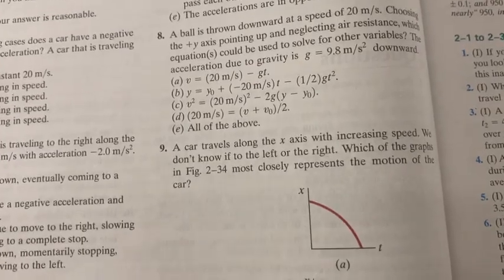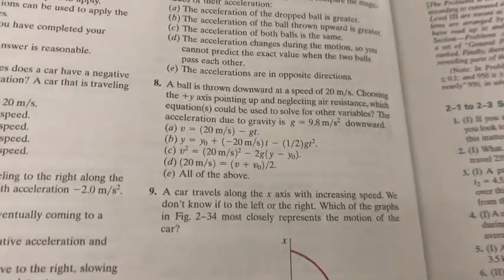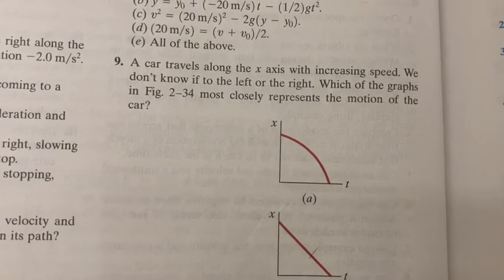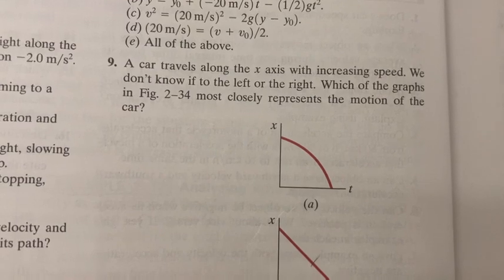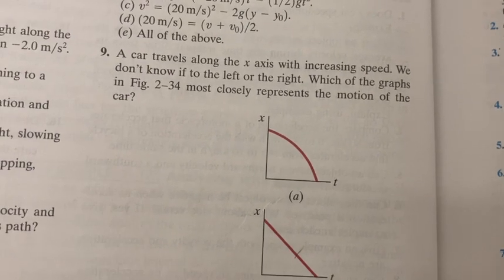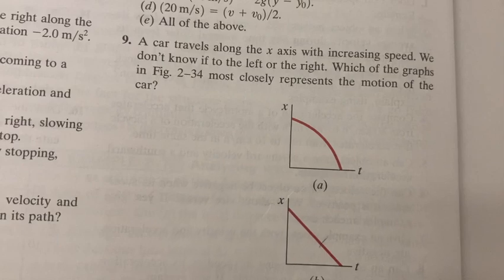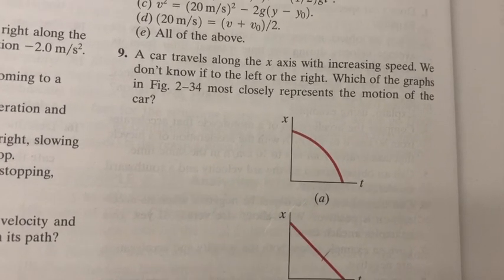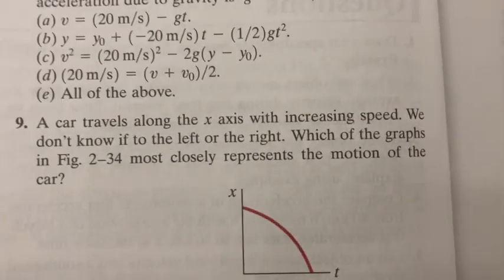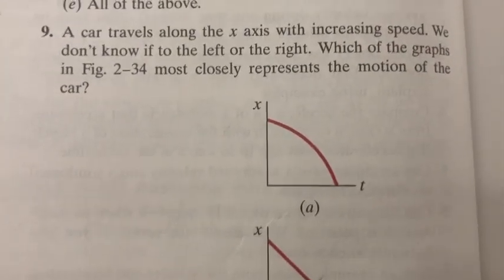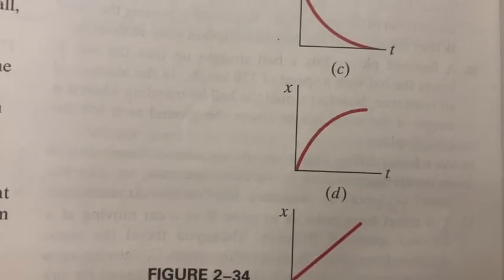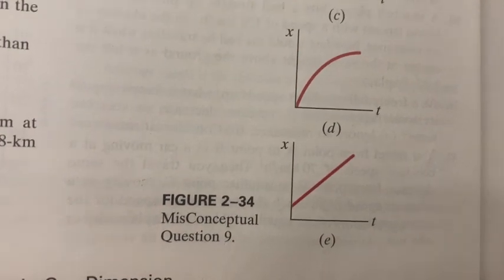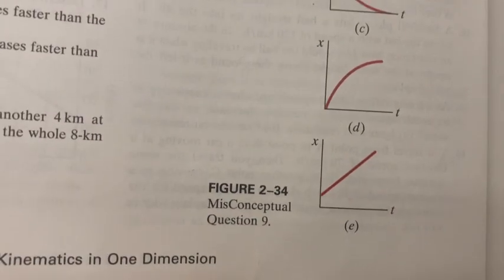You can stop and look at it. Okay, a car travels along the x-axis with increasing speed. We don't know if it's going to the left or right, which means positive or negative. Which figure below best represents the motion of the car? So that's A, that's B, that's C, that's D, and that's F. All right? So increasing speed.